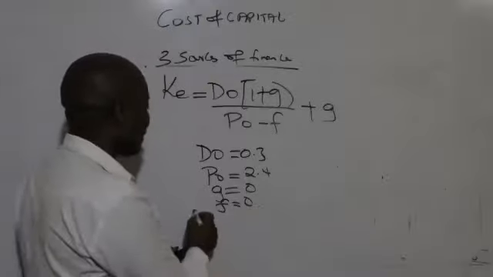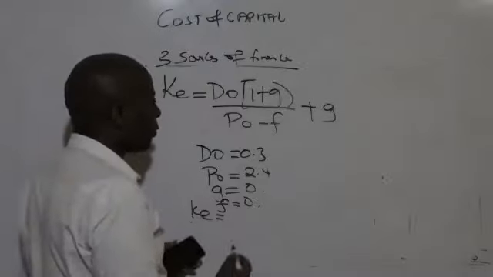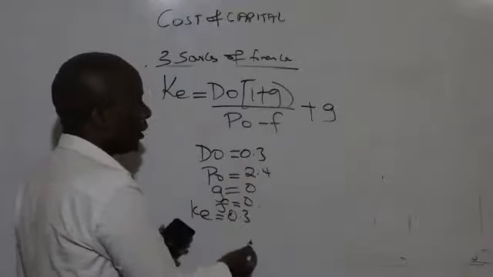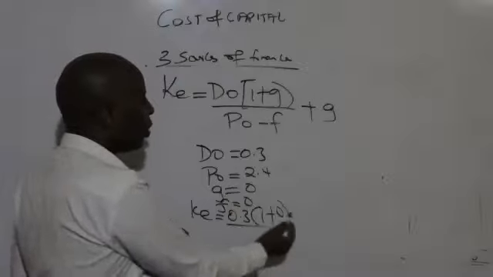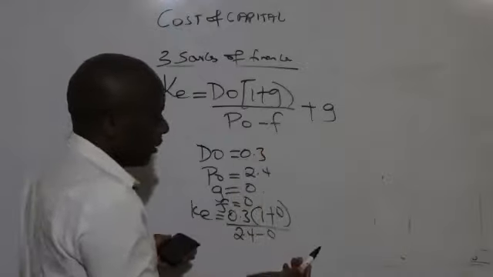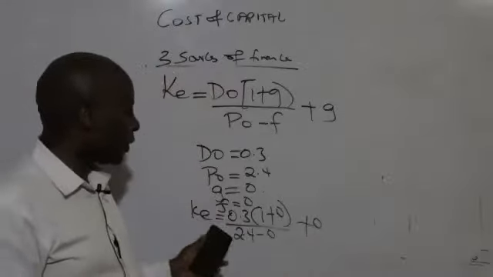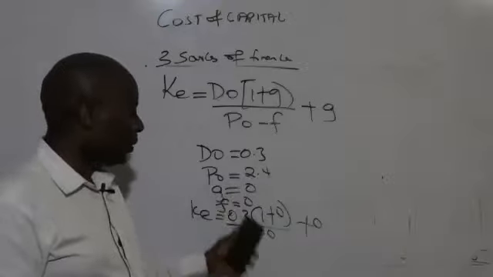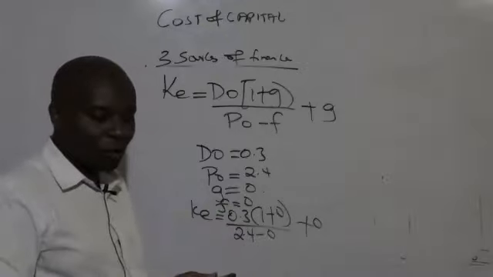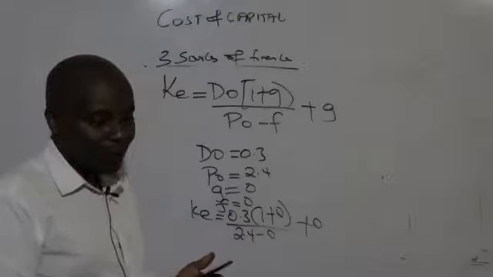So they want us to give them the cost of what here? The cost of equity. So the cost of equity will be equal to D0, which will be 0.3 into 1 plus g, which is 0, all over P0, which happens to be 2.4, minus nothing for flotation, plus the growth rate, which at the end of the day is 0. So here you have to move slowly: the numerator, the denominator, divide, whatever you get plus 0 will be the cost of equity. Please give me an answer. What is the cost of equity?